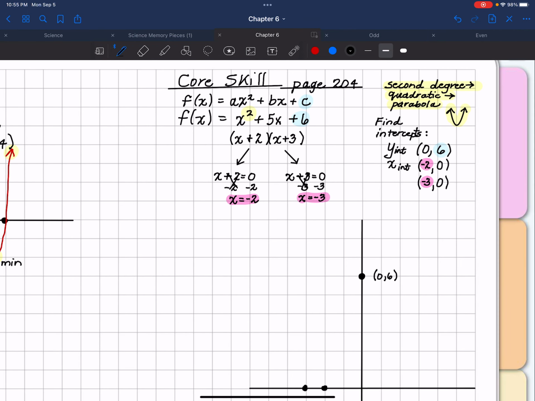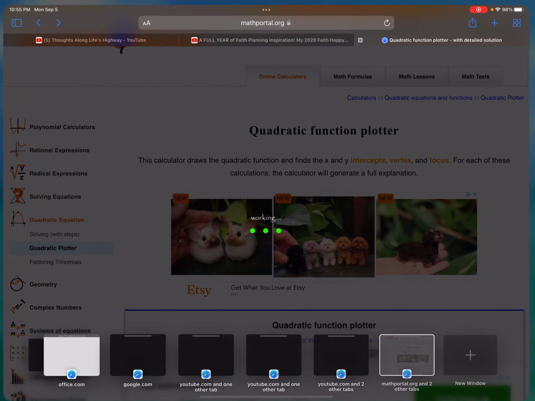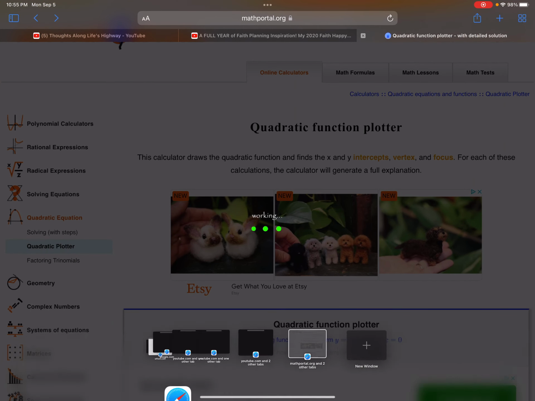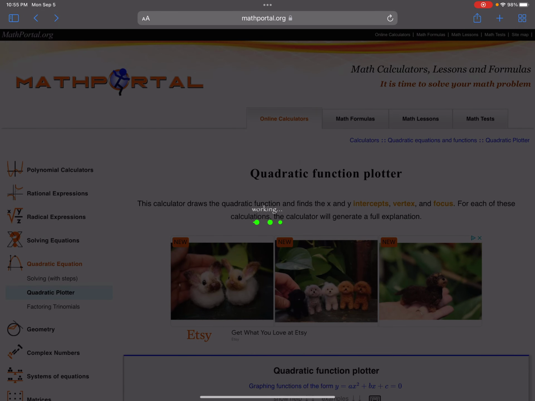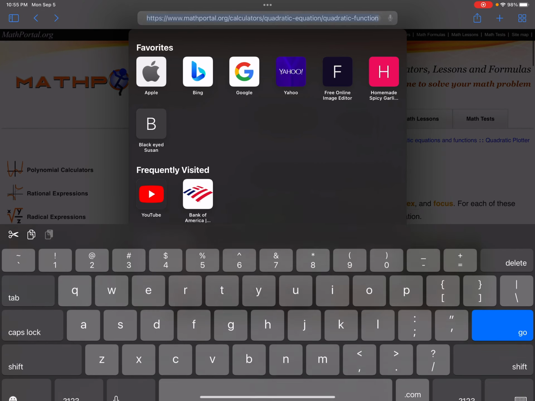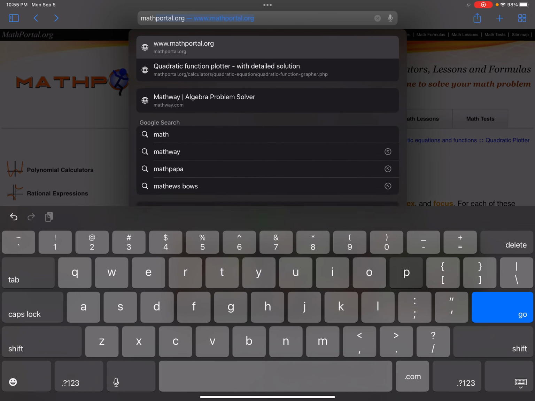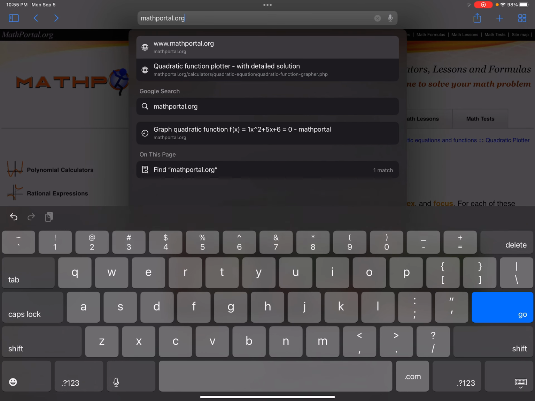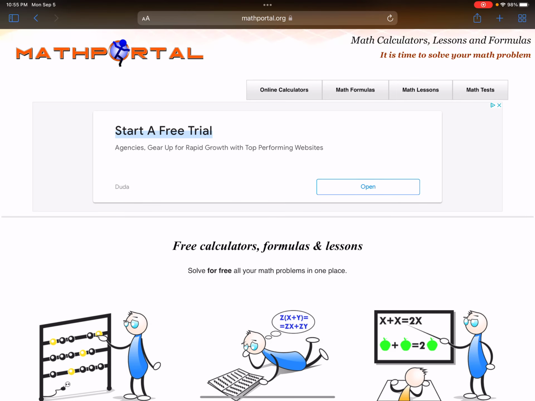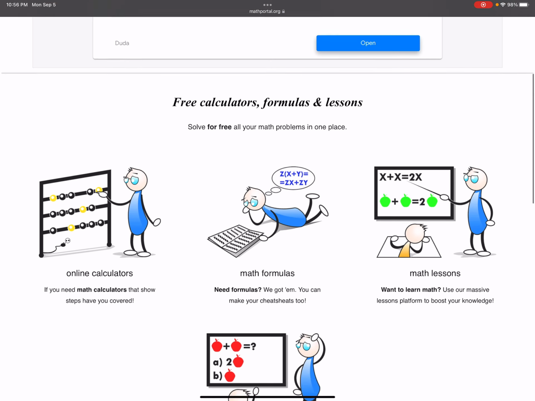So I'm going to go to my internet, and this is called, well, let me clear up some bandwidth and see if that'll help. It's not helping, so let me try again. The address is mathportal.org, organization. So when you go to mathportal.org, you get all these free math tools.